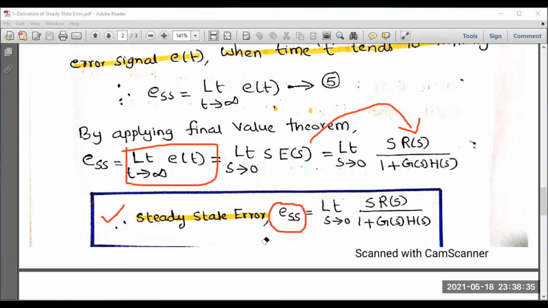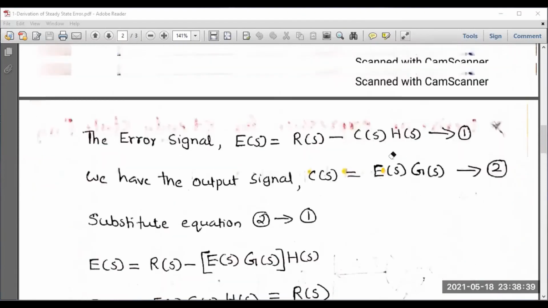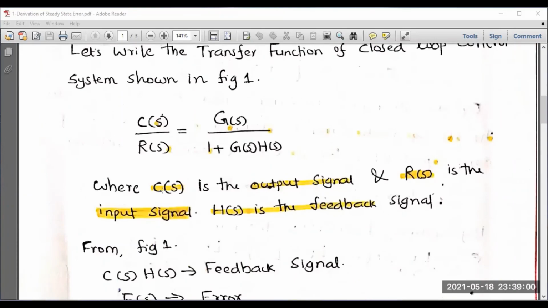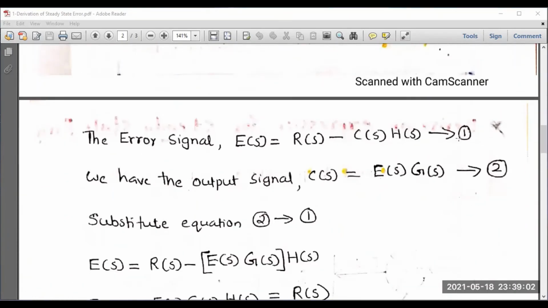Let me revise once again very quickly. First and foremost, you are going to consider a closed loop transfer function. Now you are going to compute the error. E of s is the error signal. E of s is the difference between R of s and C of s into H of s. Now you have to write the expression for C of s. C of s is nothing but E of s times G of s. Now the value of C of s will be substituted in the first equation.